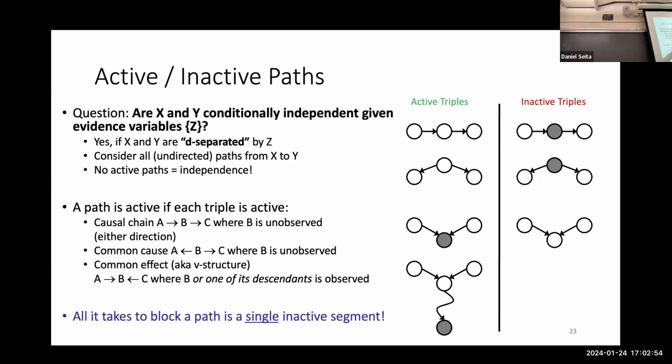If a path is active, if each triple is active, so this is like A, C, and B, and then the last one is a descendant of B. So what happens here is that these two are not independent because we observe this. Knowing this changes our knowledge of this.